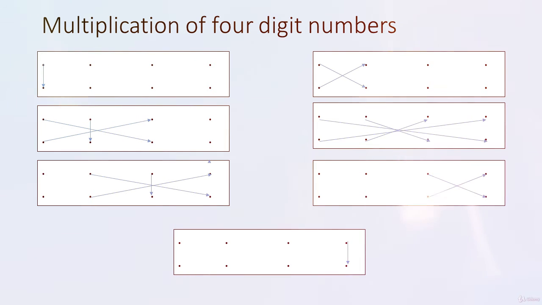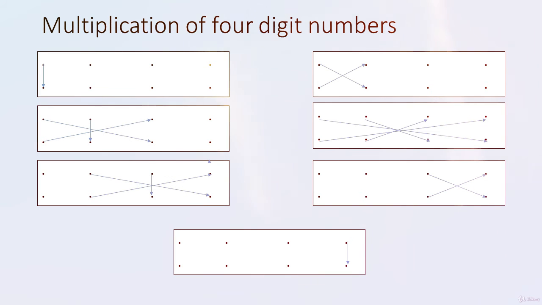To obtain the fourth digit, you have to do cross multiplication between first and fourth digit and second and third digit, and you have to add them up. To obtain the fifth digit of your answer, you have to do cross multiplication between second and fourth digits, and you have to do vertical multiplication of the middle digit, that is the third digit. To obtain the sixth digit of your result, you have to do cross multiplication between third and fourth digits, and to obtain the seventh digit of your result, you have to do vertical multiplication of the fourth digit.